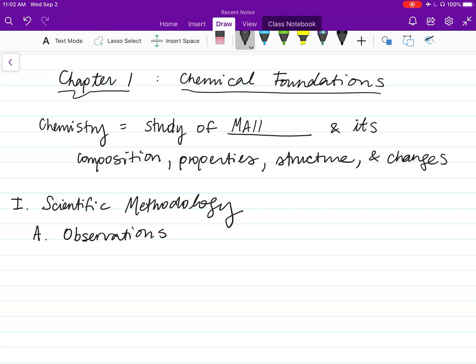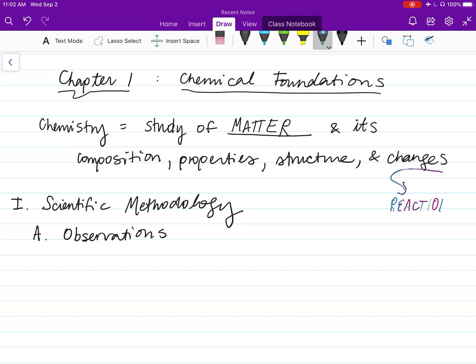Matter is defined as anything that has weight and takes up space. So, you can think of it as stuff. Chemistry is the study of matter and its composition, its properties, its structure, and the changes that it undergoes. The changes that matter undergoes are, in this context, known as chemical reactions.